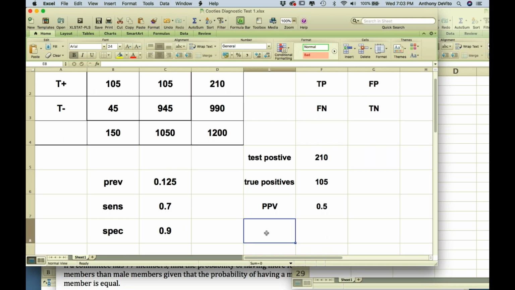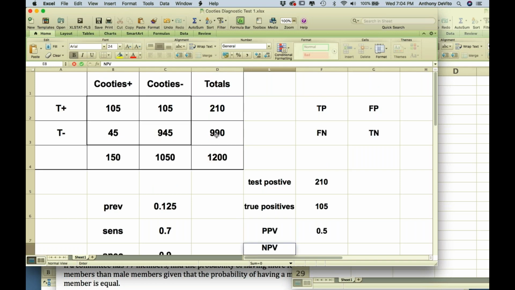You can also calculate something called a negative predictive value. How good is a negative result at telling you you don't have the disease? Well, how many people don't have the disease here? Let's see. 940, 1,050 people do not have the disease. How many people tested negative?